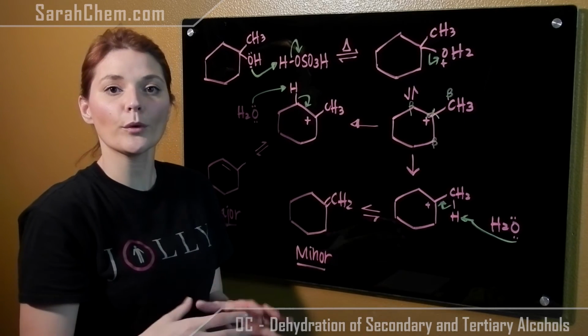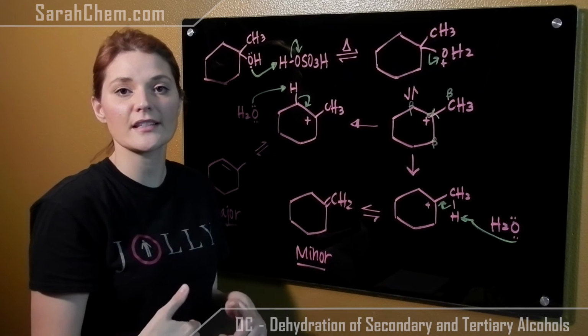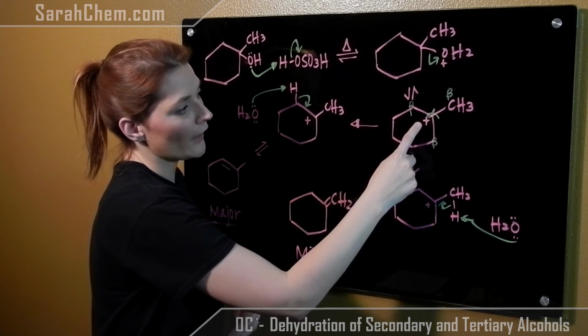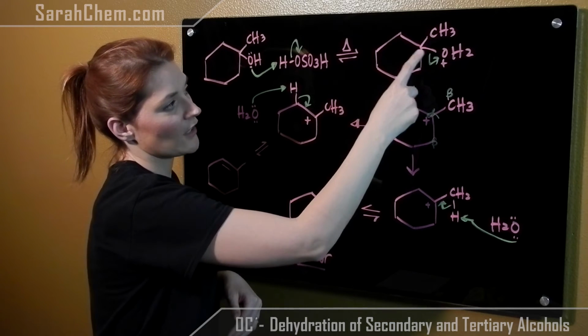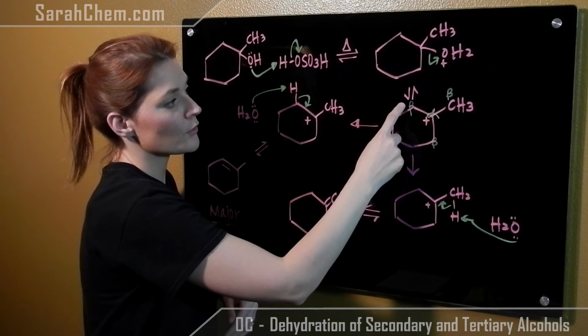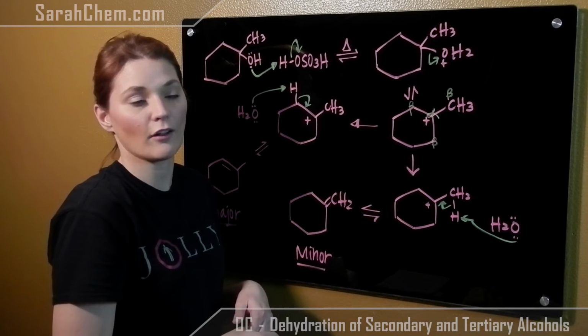Now remember, when we're doing an elimination, it's always a good idea to label your alpha and your beta. So alpha is either where the carbocation is or the carbon that's attached to where the leaving group was. And then alphas have betas. Those are the carbons that are adjacent to that alpha.